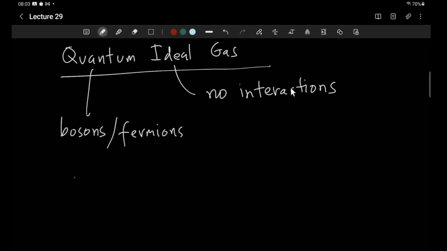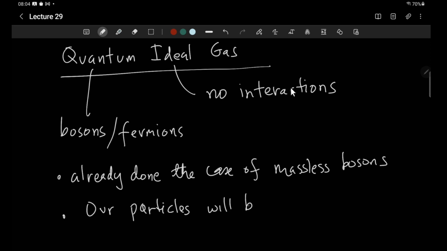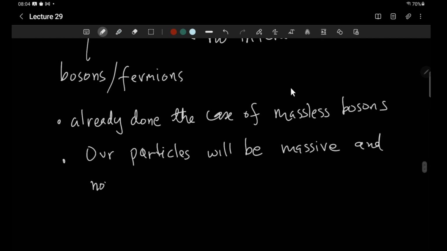And so we have already studied the case of massless bosons. So now we will consider all our particles to be massive and non-relativistic.